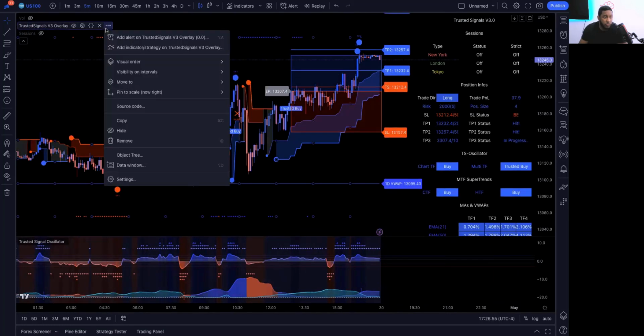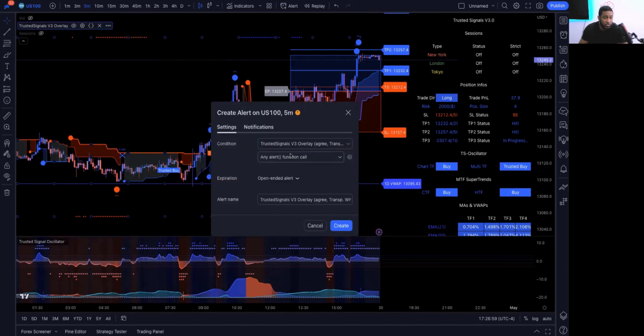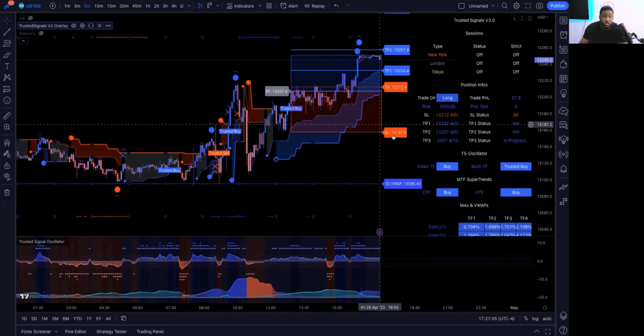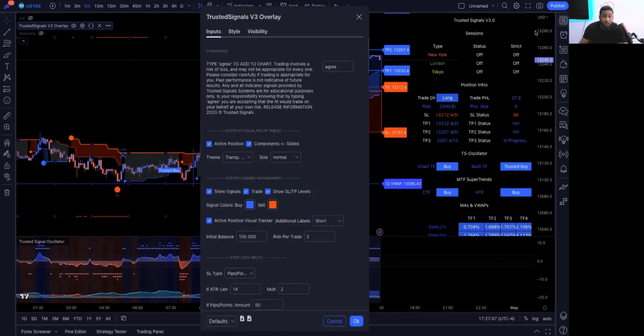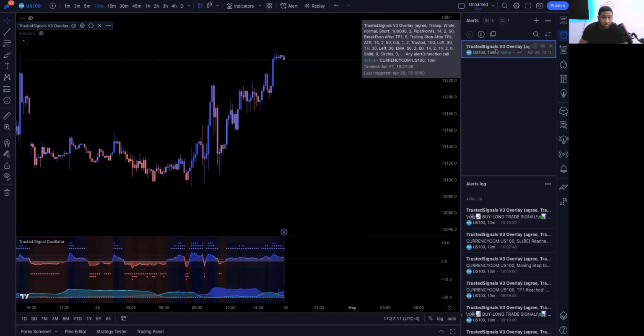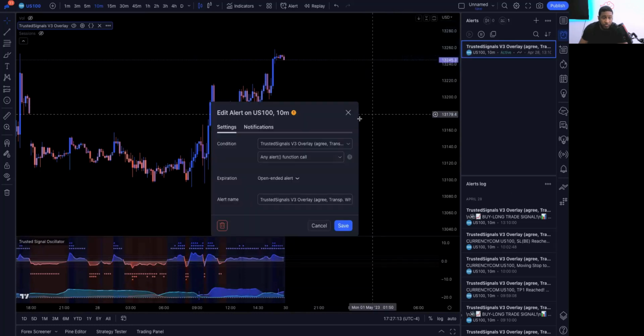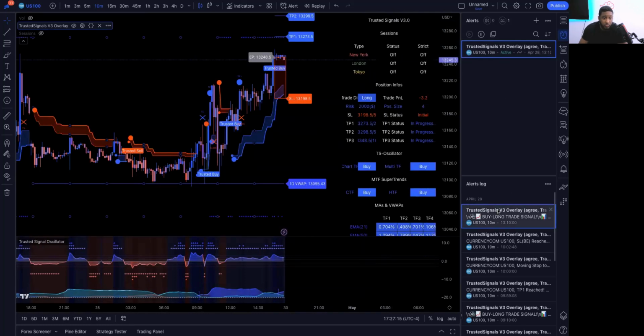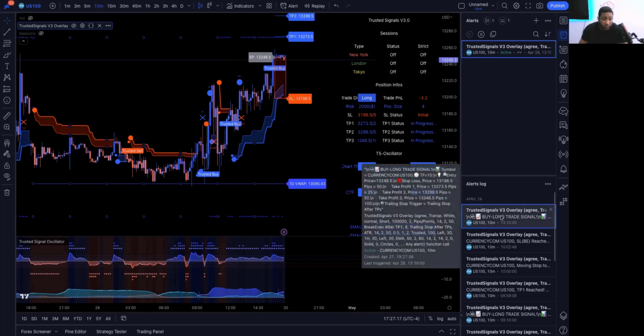Go here. There we go. Three dots, add alert. And you see any alert function call, create, done. That's it. The alerts are built into the system and they send like a full signals chat. If you guys see the alert that I have here, this was the alert. It sends a full alert.